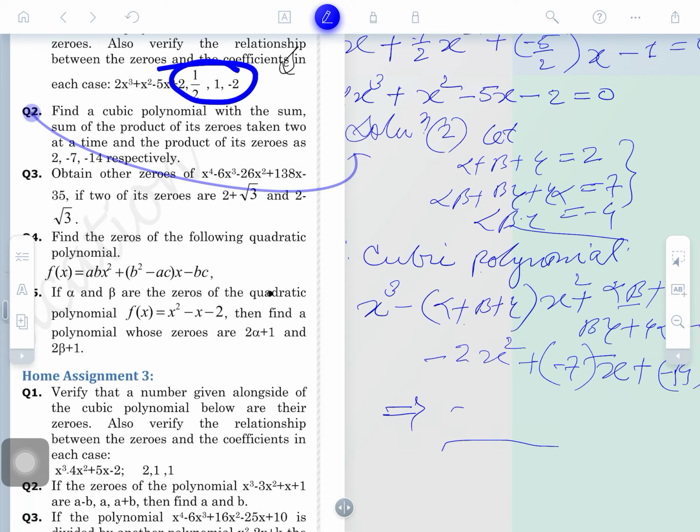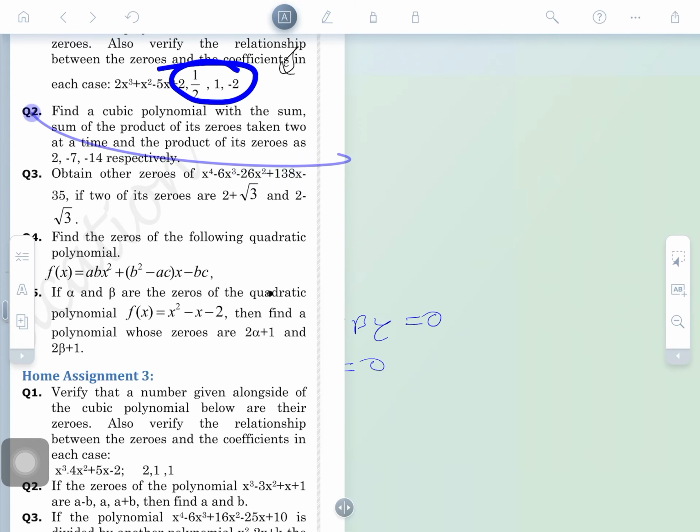So here you have learnt bringing a cubic polynomial from the zeros, and bringing zeros from the cubic polynomial. Is that clear? Now see question number 3rd: obtain all other zeros. For this type of question, obtain all other zeros means how many zeros can this have? The number of zeros it can have is according to its degree. Is that clear? So how can we understand the degree here? Please tell me. The degree can be understood in a very simple manner.